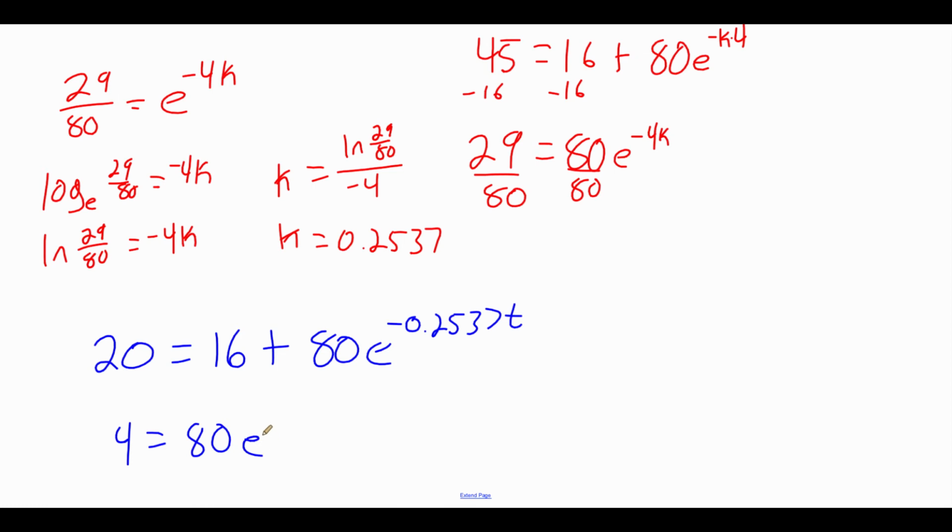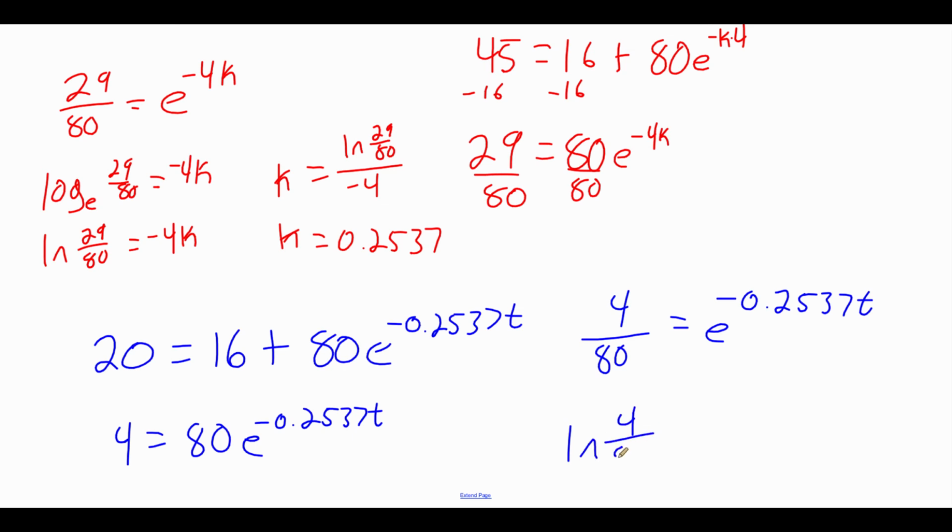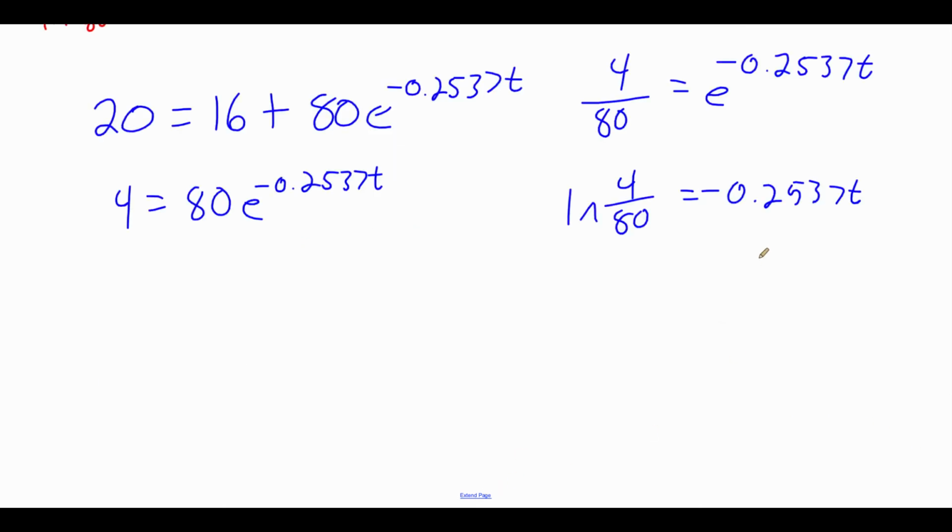Now I'm going to subtract the 16 over to the left-hand side, so we're going to get 4 equals 80 e to the negative 0.2537t, and then I'm going to divide the 80 over to the other side. So we're going to get 4 over 80 equals e to the negative 0.2537t. Now we're dealing with an e exponential, so we're going to turn this into a natural log. So this is going to be the natural log of 4 over 80 equals negative 0.2537t.